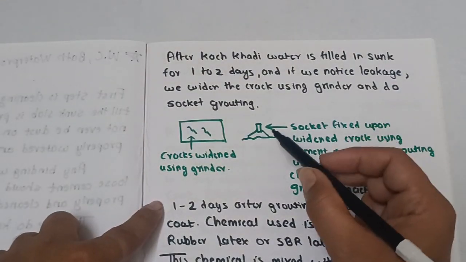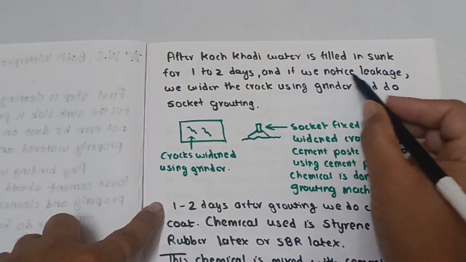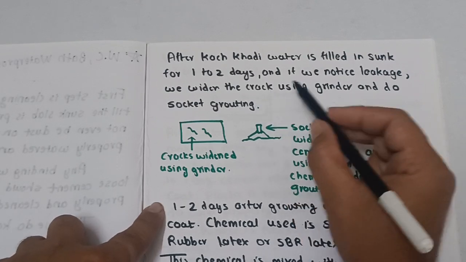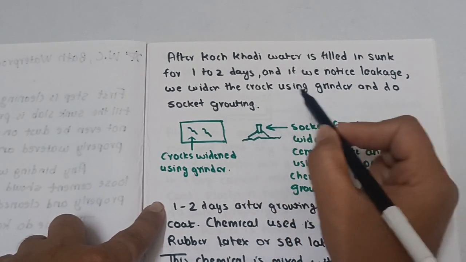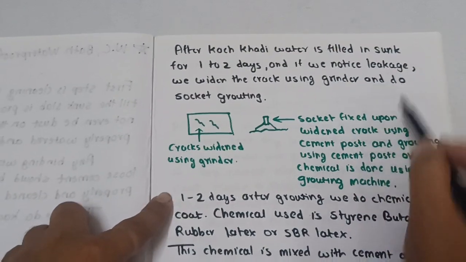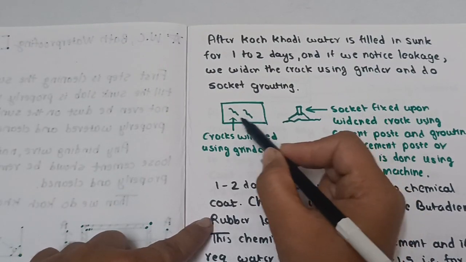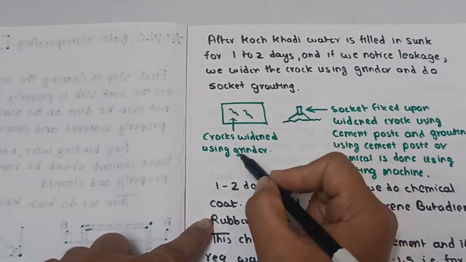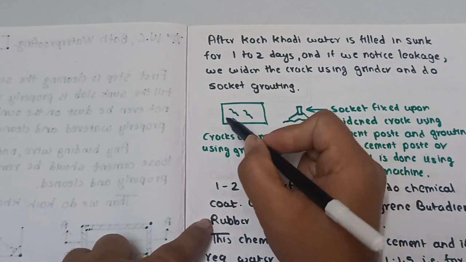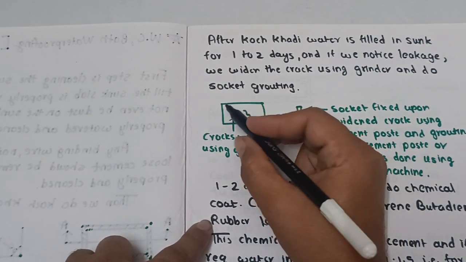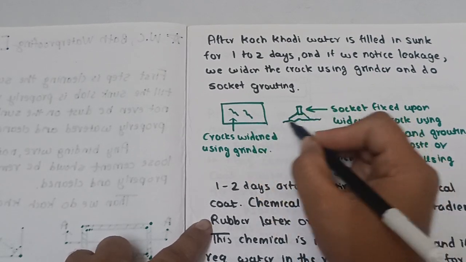Then after kach khadi, water is filled in the sunk for 1 to 2 days, and if we notice leakage, we widen the crack using a grinder and do socket grouting. Suppose these are cracks that are visible and there is leakage here, so we first use a grinder and widen this crack properly.